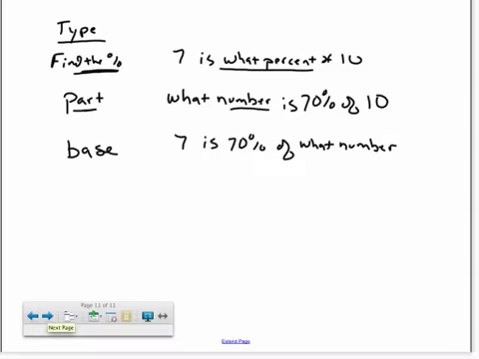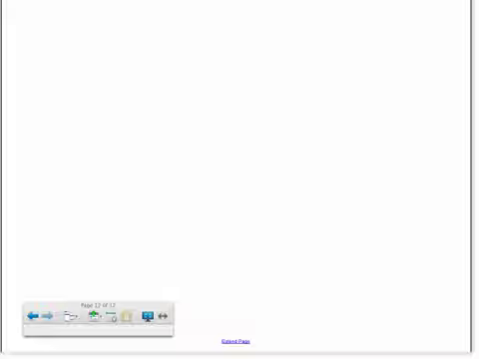And that's the key. You're going to have to look at what are they asking for? What's the unknown? Where's that what? That's going to kind of tell you what you're looking for. So when it says what percent, you're looking for the percent. It says what number, you're looking for one of the numbers. And if it's the early part, it's probably the part. And if we're talking about the last part, we're talking about the base on that particular thing. And we'll do some more examples so you can kind of see how those go.